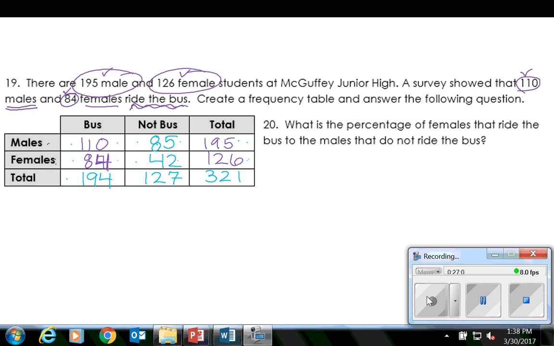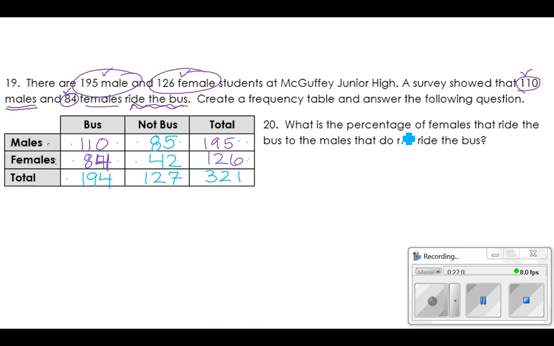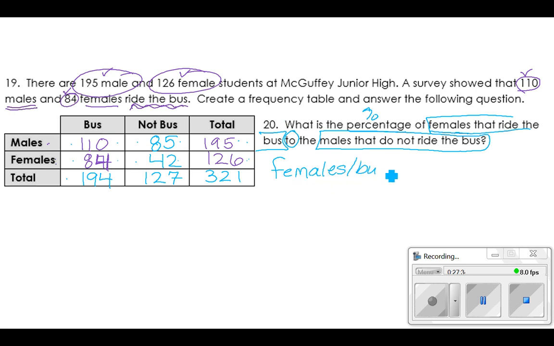Number 20 says, what is the percentage of females that ride the bus to, we like that word, males that do not ride the bus. So let's write our fraction. It's going to go in order of our sentence. So we have females that ride the bus over males that do not ride the bus.